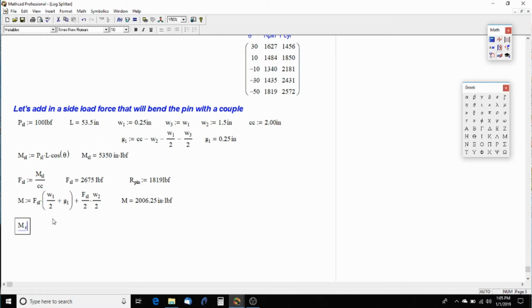All right, we also need to find the reaction from the pin forces, which we just calculated there. And that is going to be equal to the reaction of the pin times the center to center distance. And we're going to treat it as a simply supported beam. So that makes the moment 1/4 of that. And we get another moment here.